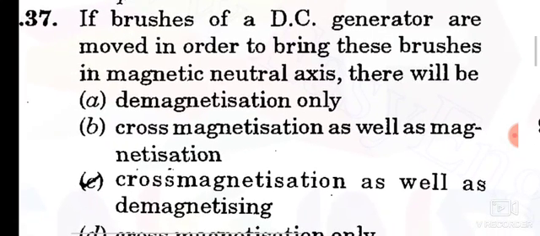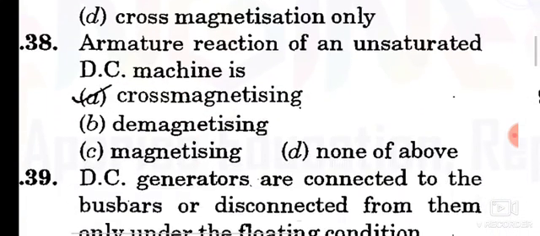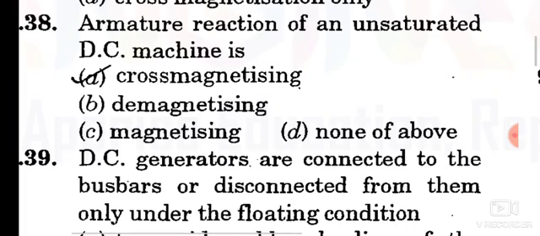Question number 37. If the brushes of a DC generator are moved in order to bring them to the magnetic neutral axis, there will be option C, cross magnetization as well as demagnetization. Question number 38. Armature reaction of an unsaturated DC machine is option A, cross magnetizing.